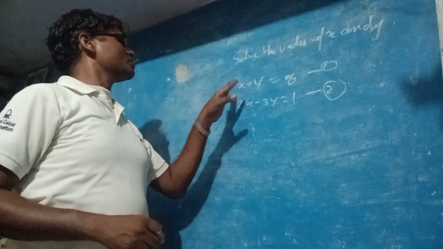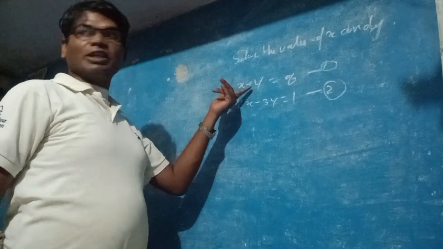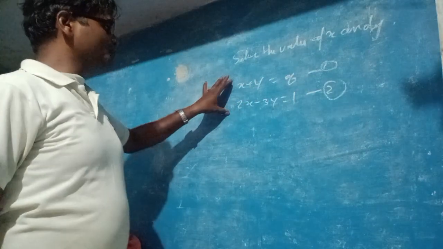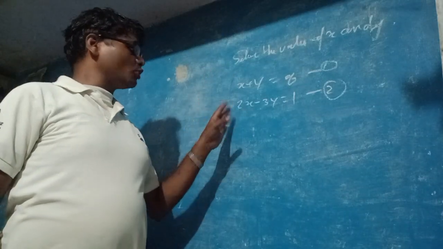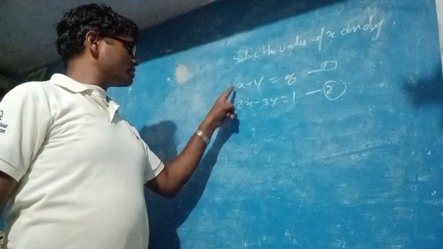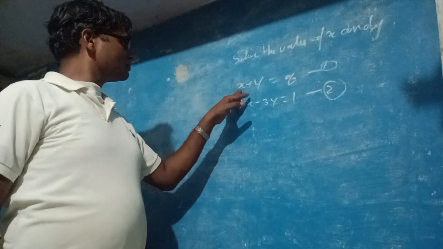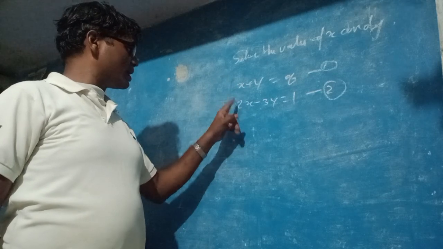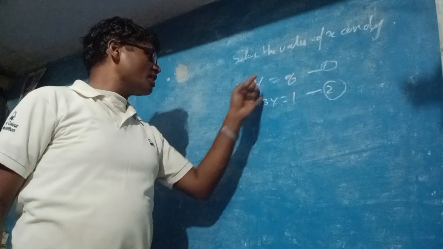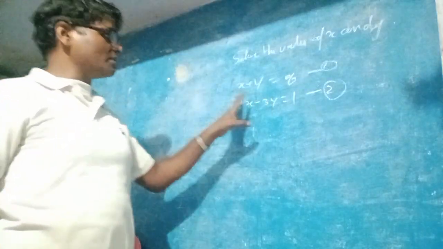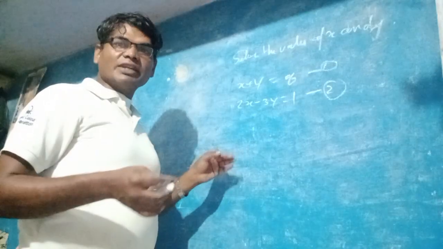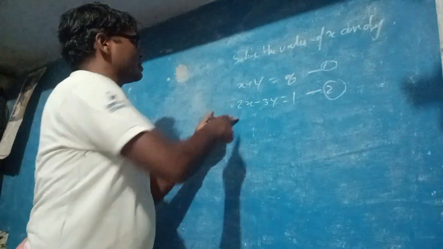See here, two equations and two variables are given: x and y in the first, and 2x and 3y in the second. We have to make the coefficient of any one variable equal. In the first equation we have x, and in the second we have 2x. So we have to either take x or y, and multiply by the same number so that it becomes equal.